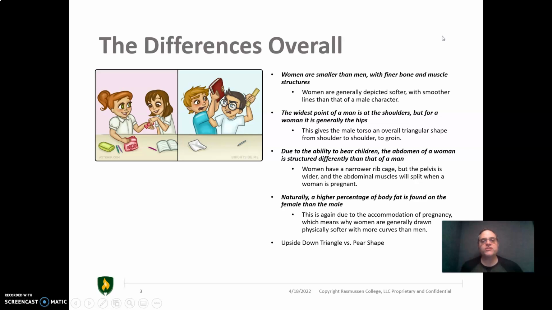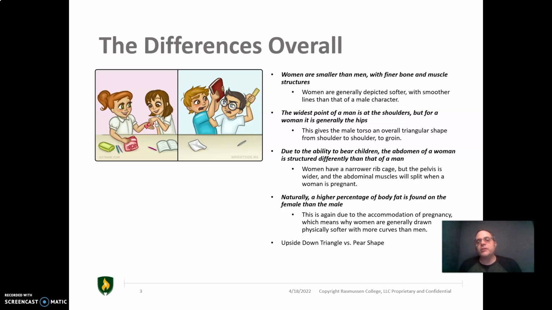Now, there are some differences overall. Women are a little bit smaller than men, with finer bone and muscle structures. They're generally depicted with softer, smoother lines than a male character, who is more angular. Another thing to keep in mind is that the widest point of a man is at the shoulders, but in a woman it's more toward the hips. This gives the male torso an overall triangular shape from the shoulders down to the groin.